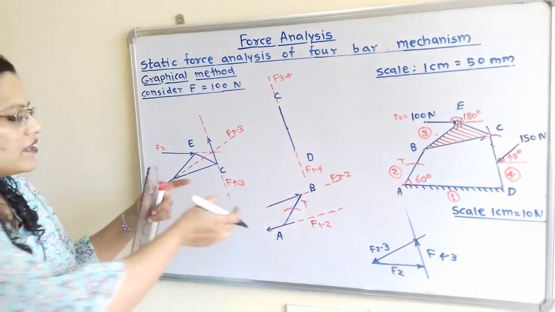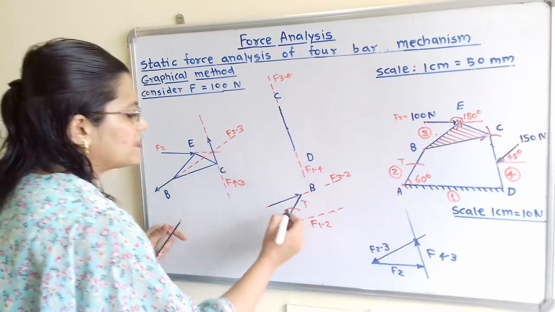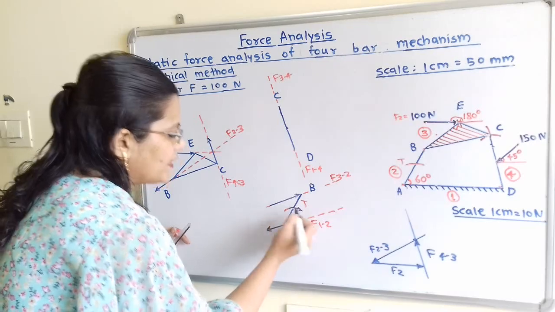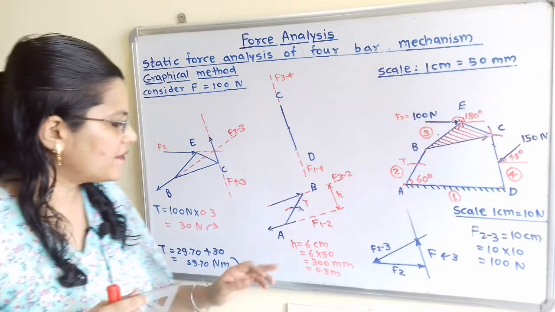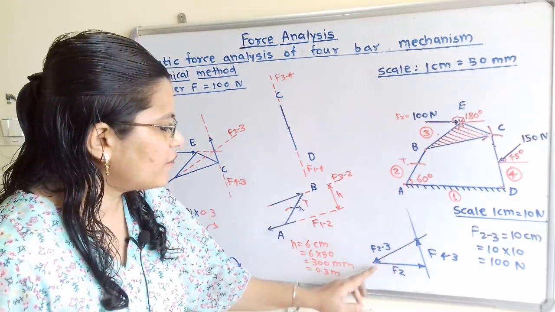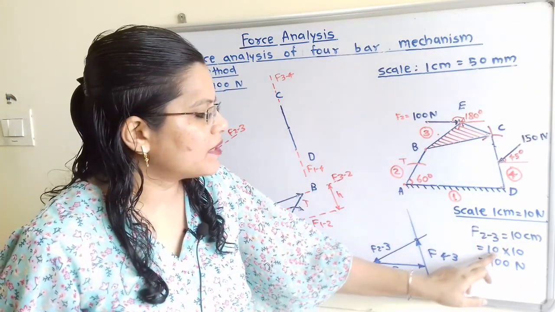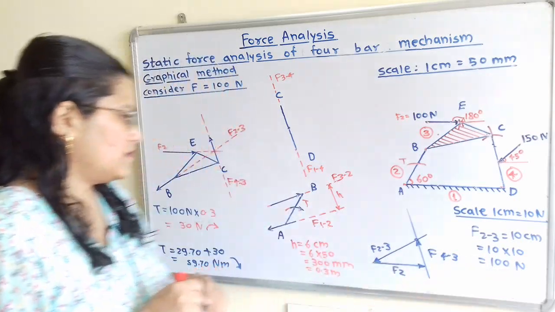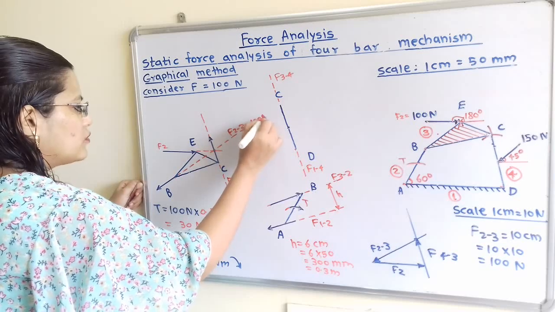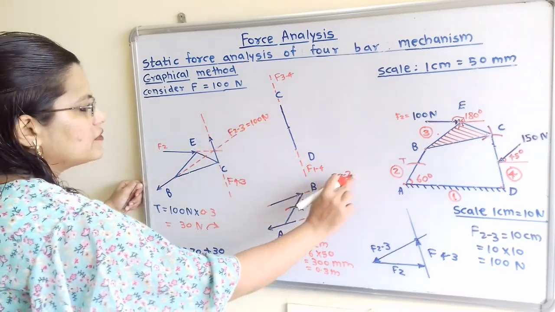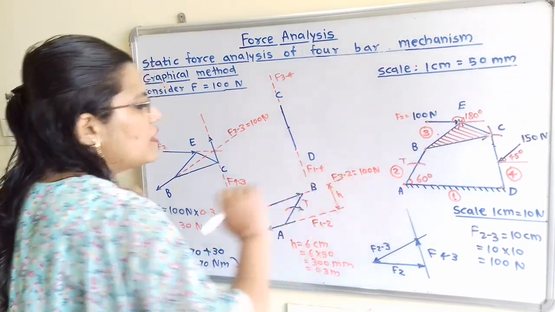Now if we observe, these two forces form a couple in the anti-clockwise direction. So we have to apply the torque and that should be in the clockwise direction. Now we will find out the magnitude of the torque. For that we will measure the length of F of 2 to 3. So F of 2 to 3 is 10 centimeters. As per this scale, 10 multiplied by 10, that is 100 Newton. So F of 2 to 3 is equal to 100 Newton. F of 2 to 3 and F of 3 to 2 are equal in magnitude but opposite in direction, so it is equal to 100 Newton.